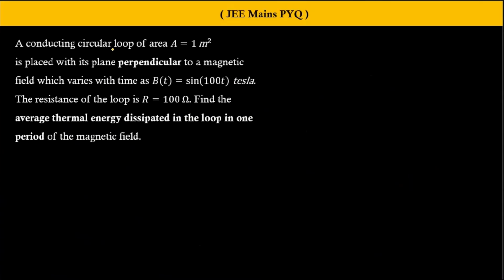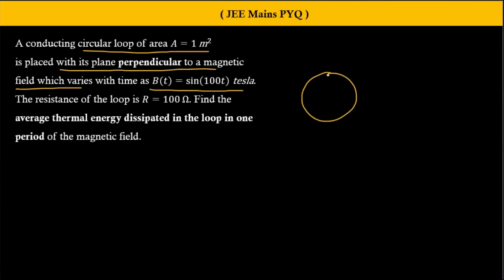Now let us talk about this one. A conducting circular loop of area A is placed with its plane perpendicular to a magnetic field, which varies with time like this. So its plane is perpendicular to the magnetic field, which means the normal of this area will be parallel to the magnetic field. This is the sense we are getting initially, right? With its plane perpendicular to a magnetic field. Okay, initially like this. The magnetic field is varying with time like this one.